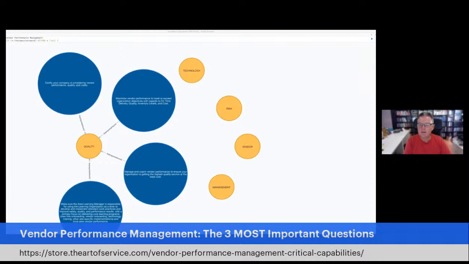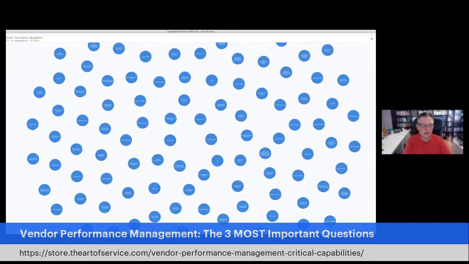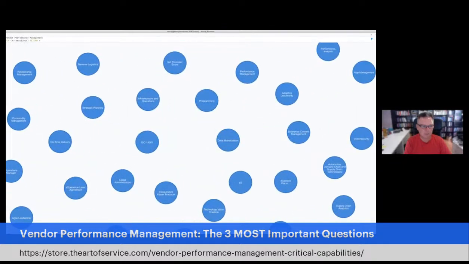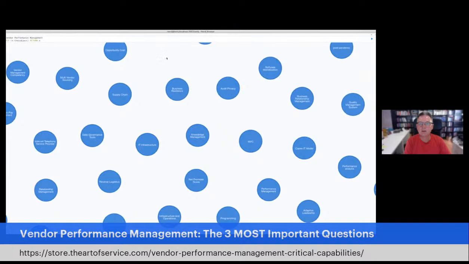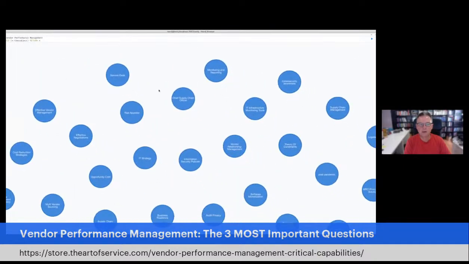Now, another area you can have a look at is what related areas vendor management, vendor performance management is related to. These are all the related areas for vendor performance management. I'm going to zoom in and pan over it a bit so you can have a look. So these are all the related areas that vendor performance management touches or manages or monitors.